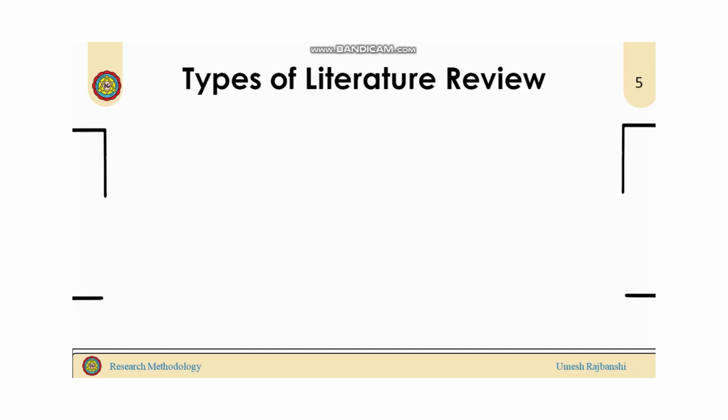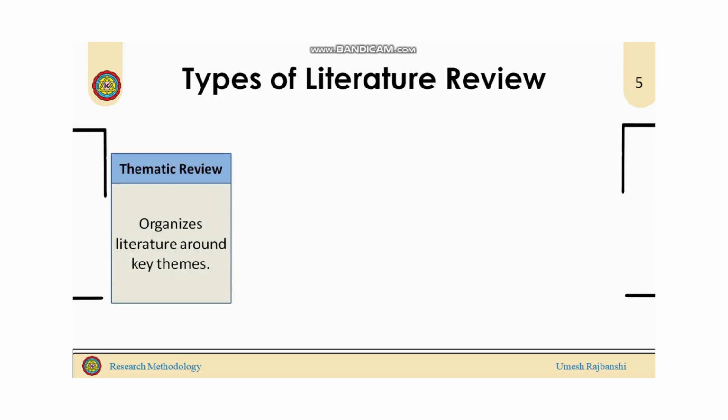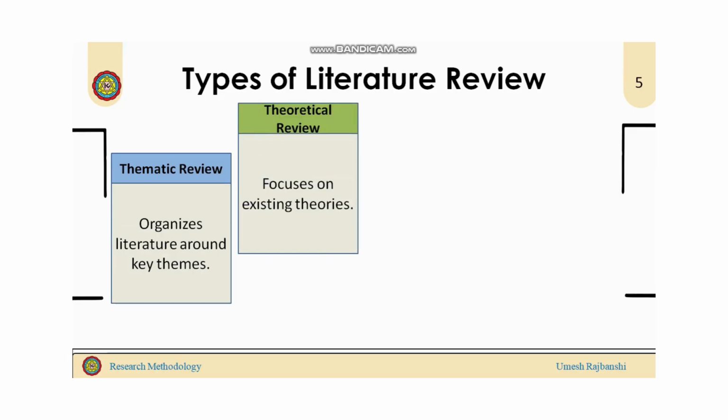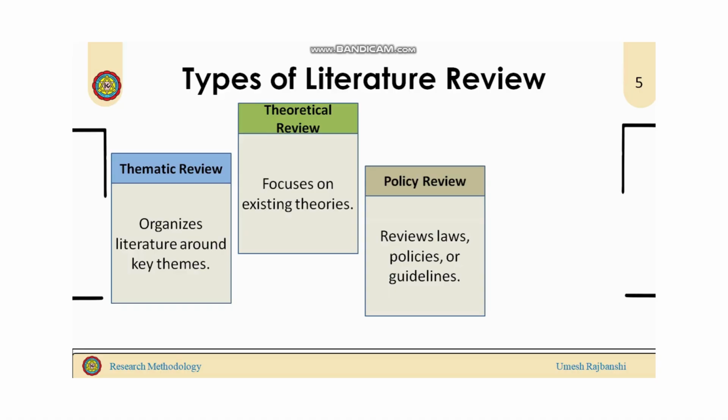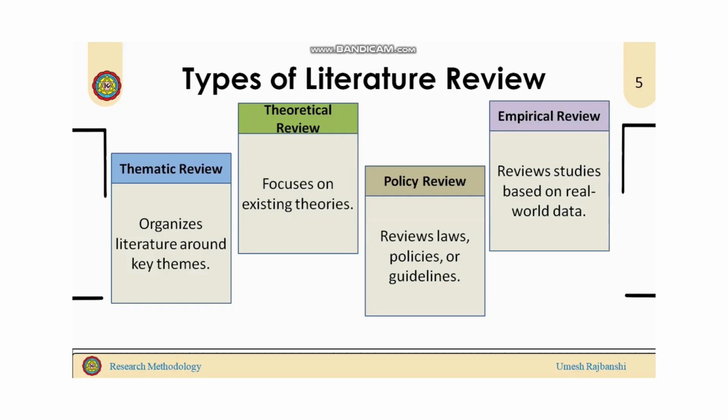The next thing is the types of literature review. The first one is thematic review. Thematic review organizes the literature around key themes. The next one is theoretical review, which focuses on the existing theories. The third one is policy review, which reviews the laws and policies. And the next one is empirical review, which is based on real-world data.